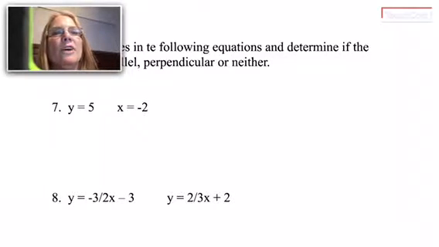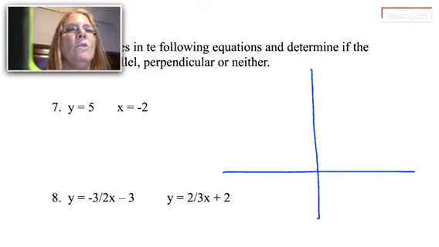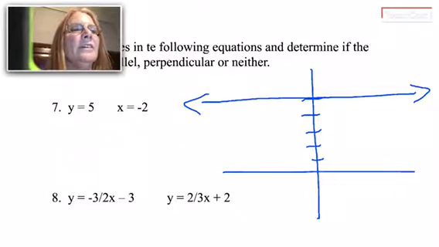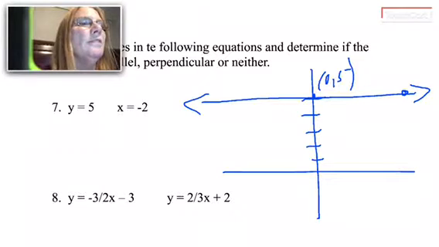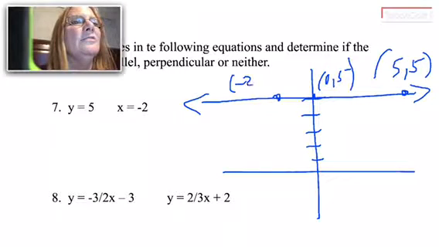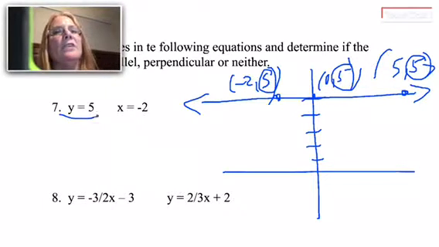Okay, the first one, y equals 5, x equals negative 2. What does that look like? Well, let's see. If we have a graph, y equals 5, 1, 2, 3, 4, 5. That is a line that goes through y at 5. Think of it if you have a hard time seeing that one. Here's the point 0, 5. Over here might be the point 5, 5. Maybe this point is negative 2, 5. But what do these all have in common? Y is always 5. So we get the equation y equals 5.